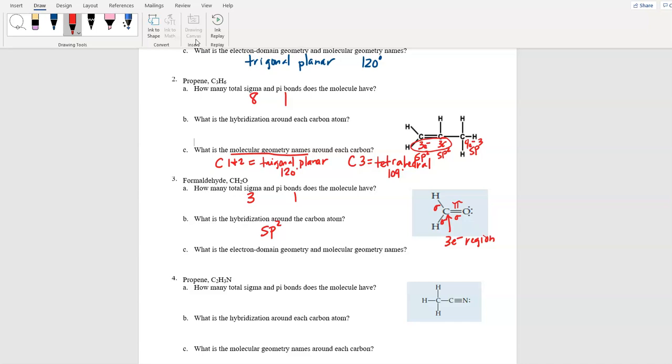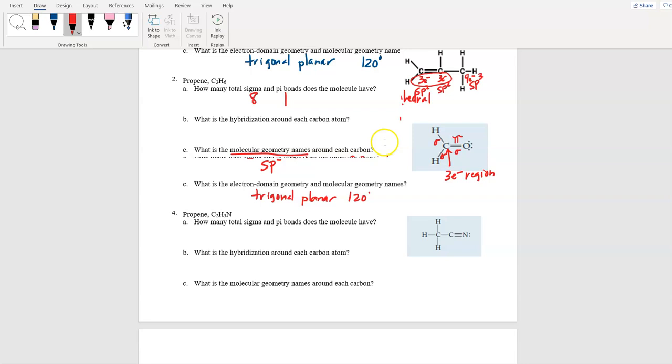Okay, so sp2. And what is the electron domain and molecular geometry name? They're going to be the same because carbon doesn't have lone pairs. And the same thing, trigonal planar. Kind of a coincidence that almost all these examples have been trigonal planar. However, the next example will not be. Okay, so try it yourself, ladies and gentlemen, as you're doing this. See if you get it. Push pause and then push play to check your answer.